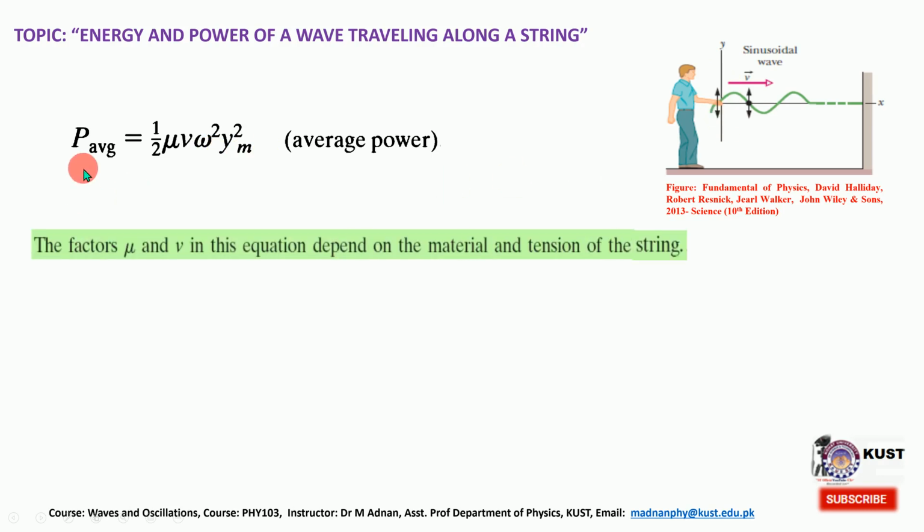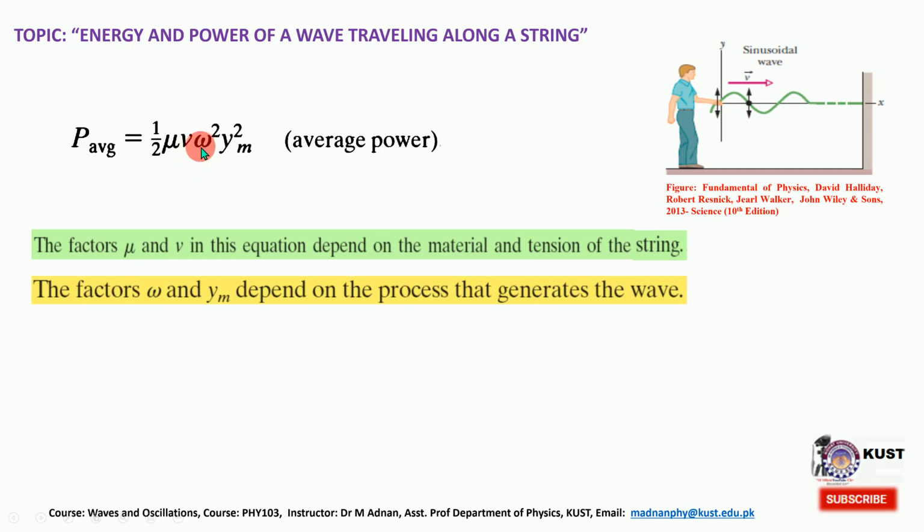Now one can see that this average power depends upon this mu and v. These two depend upon the material and tension in the string. Since we know from our previous lecture that the velocity of the wave along the rope is proportional to the tension and mu, where mu is the density of the rope, a rope with different density will transport different power, keeping all the other elements the same. And also this v is there, so it also depends upon the tension in the string.